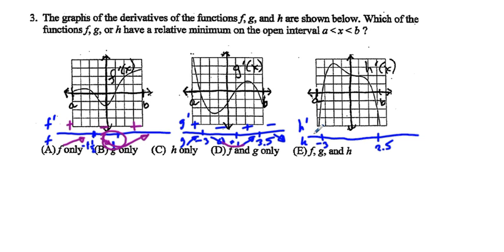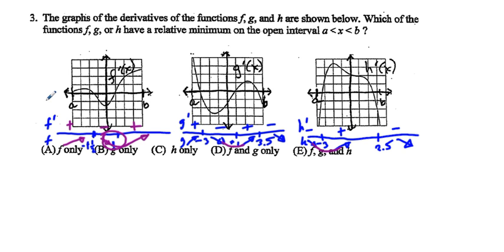Now to the left of -3, we have negative, so the function is going down. To the right of -3, we are above the x-axis, so positive, and to the right of 2.5, we're back below the x-axis, negative. So our relative minimum is found right here around x equals -3.